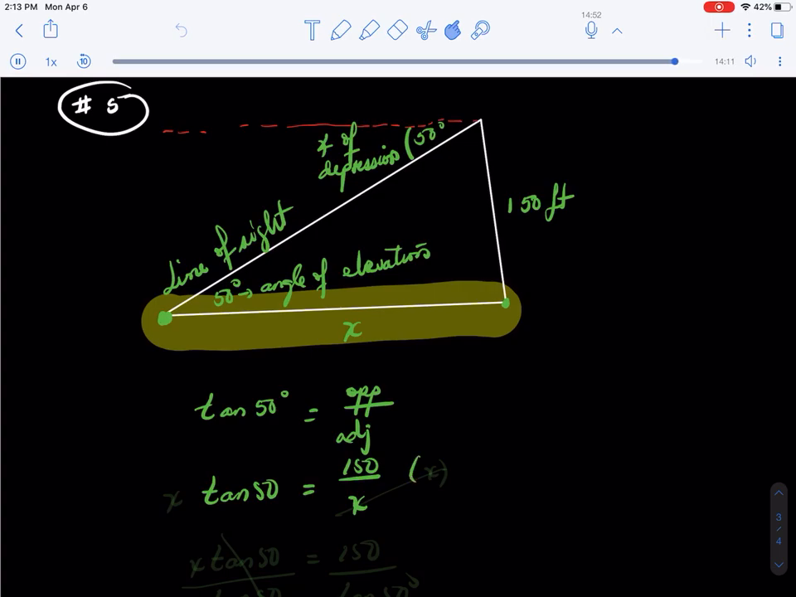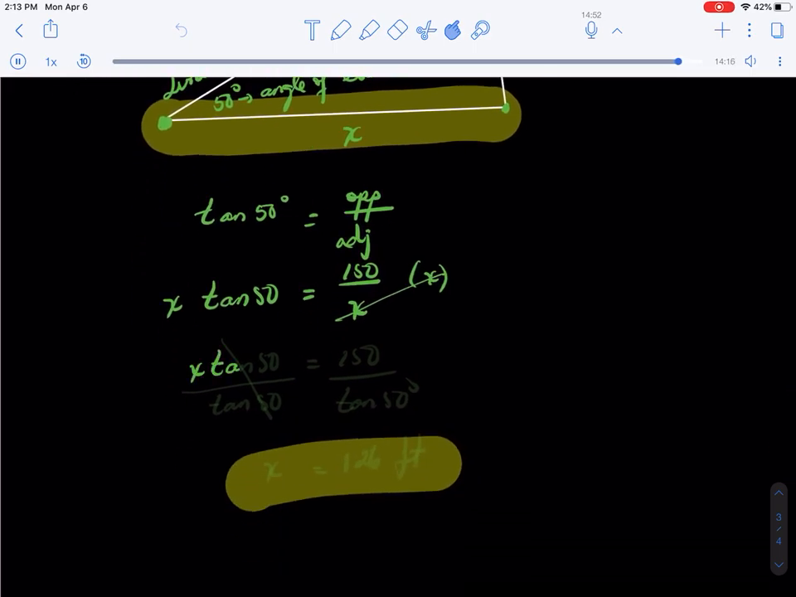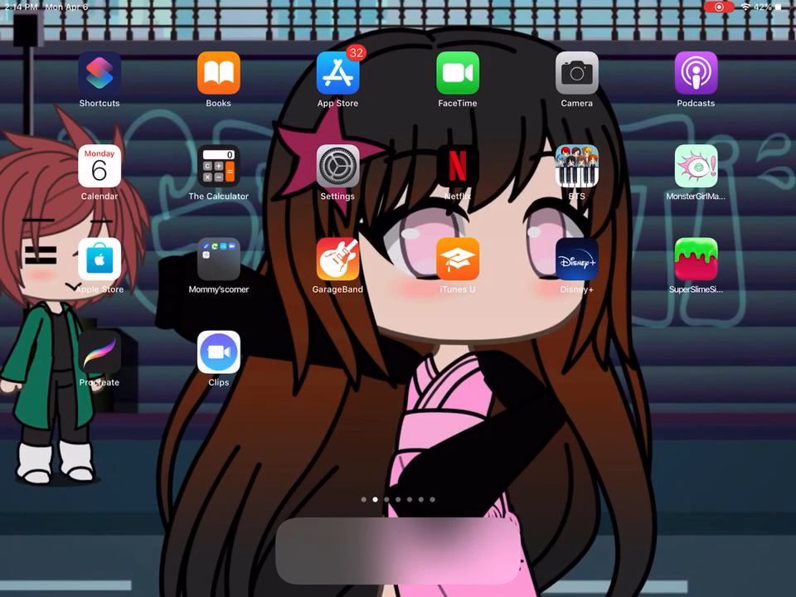Okay, I'm going to multiply by x, so x times tangent 50 equals 150, and then I divide both sides by tangent 50. That should give me x equals 150 divided by tangent 50. Round to the nearest whole number, and it should give me 126 feet. Okay, try working on your homework. If you have questions, please let me know.